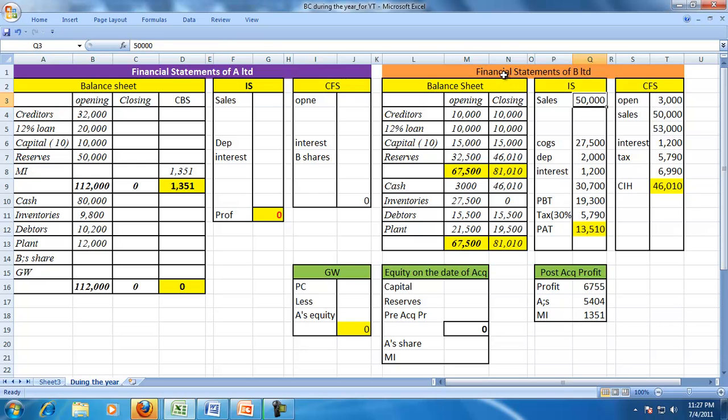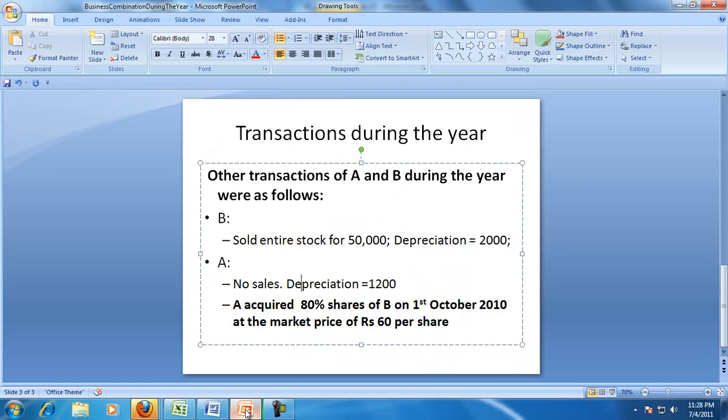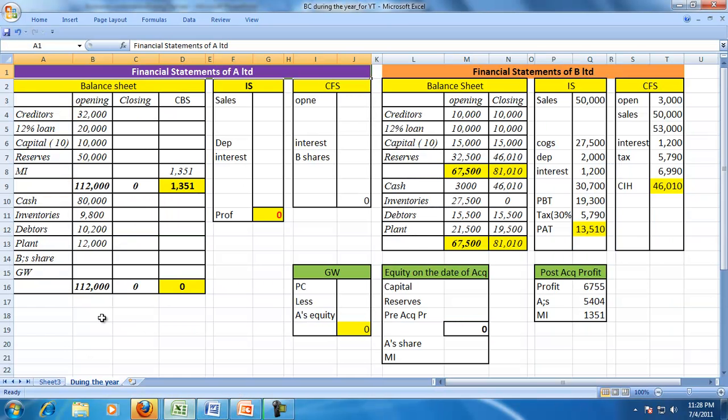After we finish the preparation of the financial statement of B, let us prepare the financial statement of A. For preparing the financial statement of A, we have to find the purchase consideration, and the question says A acquires 80% of shares at rupees 60 per share. So let us see the total shares of B: 15,000 divided by 10. A acquires 80% of those shares, so 1200.